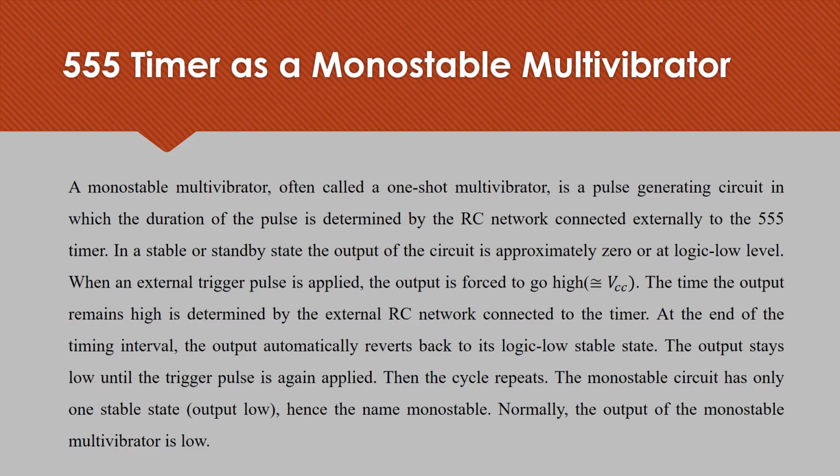Firstly, we will talk of 555 timer as a monostable multivibrator. A monostable multivibrator, often called a one-shot multivibrator, is a pulse generating circuit in which the duration of the pulse is determined by the RC network connected externally to the 555 timer.